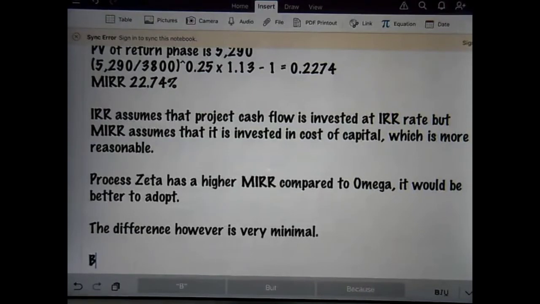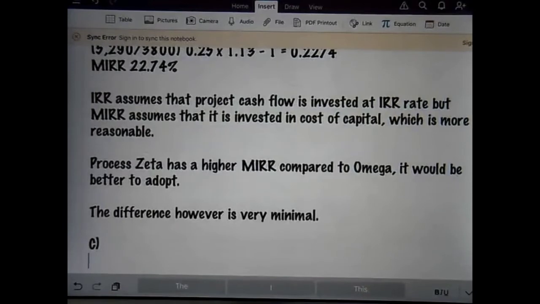Now, we go to C. C1 asks you what? VAR. Have you estimated the VAR? 1 year VAR and then project life cycle VAR, yes or no? What do you get?